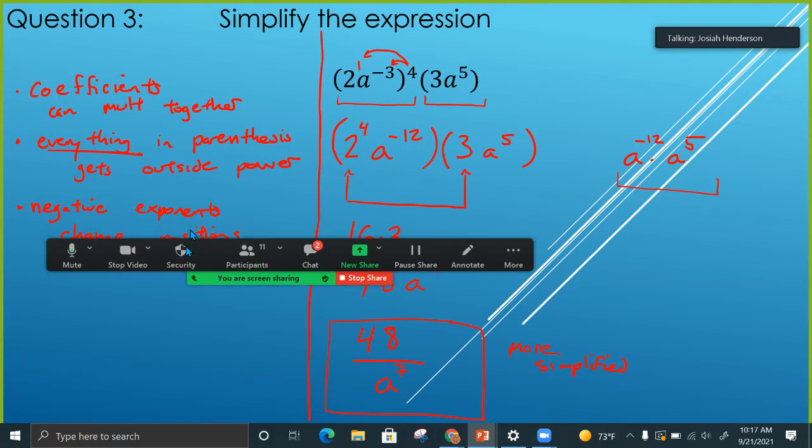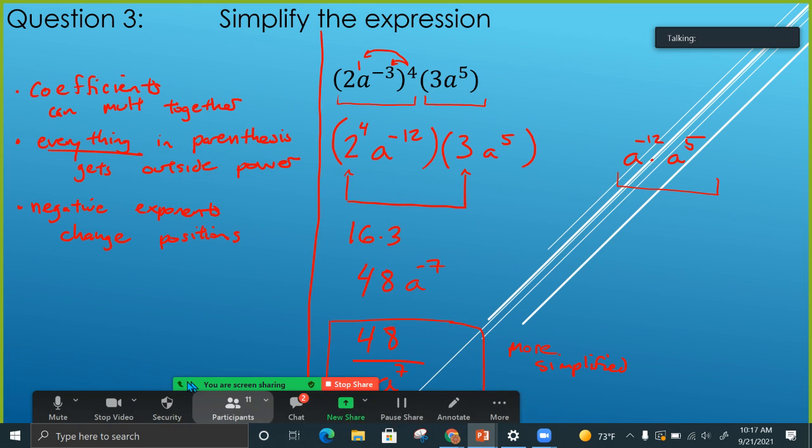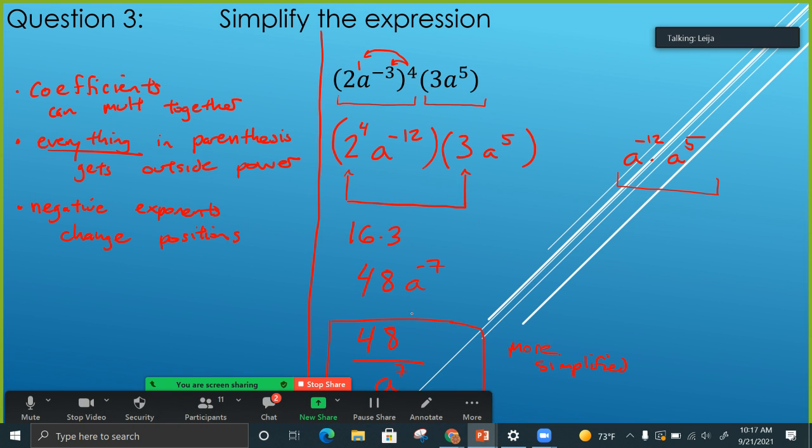And thank you to both Leja and Braden for helping me with that problem. Thank you for solving it. Any other questions, concerns on this?